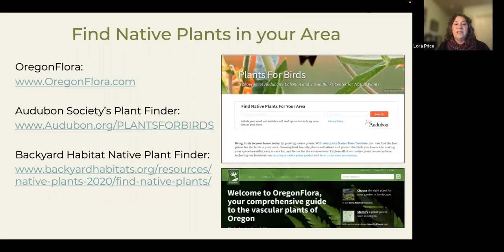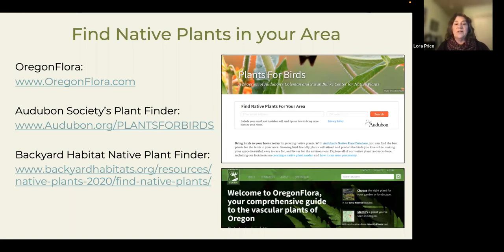And there are all of these ways to find native plants that you can avail yourself to. Oregon Flora, Audubon, Backyard Habitat. And actually both the City of Portland has a plant database, and there's a database on the East Multnomah Soil and Water District website as well.